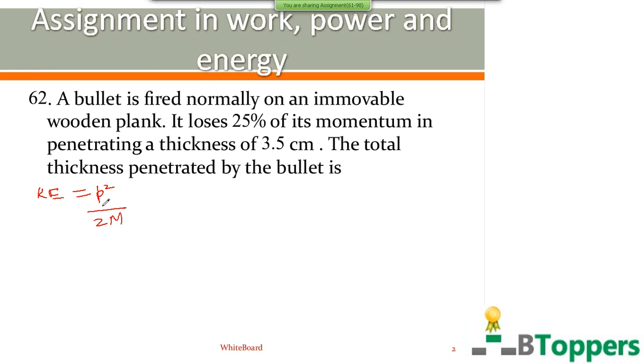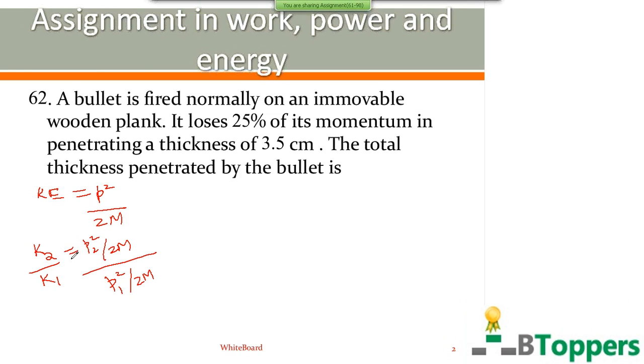Where m is the mass of the body, P is the magnitude of linear momentum of the body. So the ratio of the final kinetic energy to the initial kinetic energy you can write as P2 square by 2m divided by P1 square by 2m. K1 is the initial kinetic energy of the body of mass m, and K2 is the final kinetic energy of the bullet.